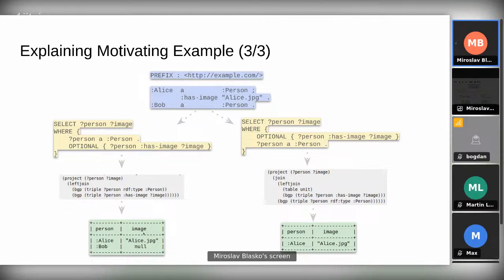While this query returns what everybody would expect, this is something that could be confusing for somebody, because it first bound to person, and only those persons that were bound with image were tested for being of type person. So this is how it works.